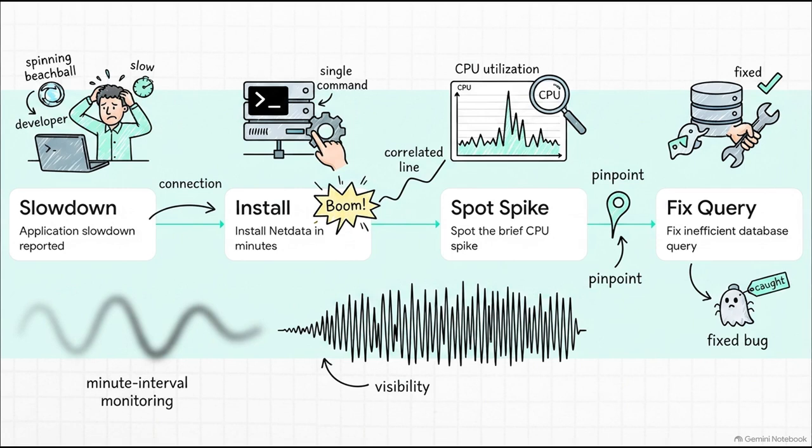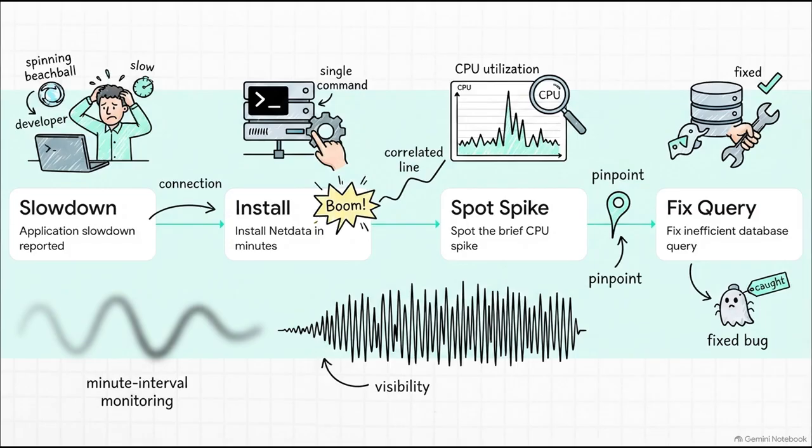Imagine a dev team dealing with those exact intermittent slowdowns we talked about earlier. Their standard minute interval monitoring just wasn't capturing enough detail, so an application slowdown gets reported. They run that single command to install Netdata on the affected server. Boom, almost instantly they have per-second visibility.